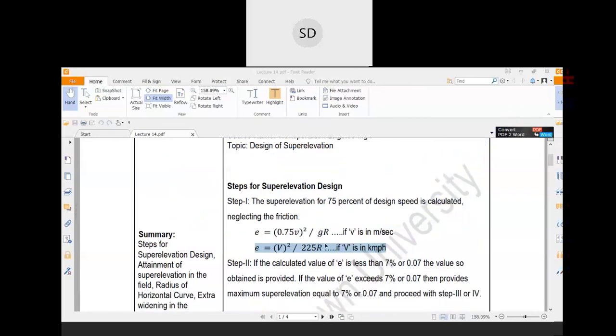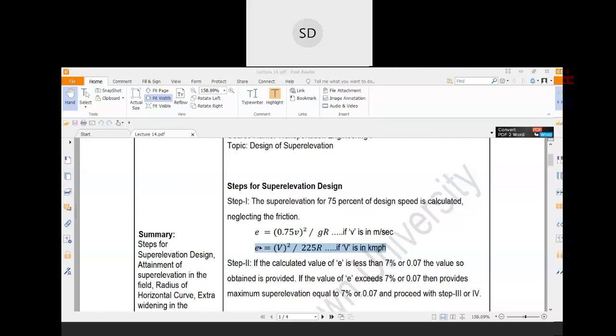Okay, now step 2 is, in this way you will find out what your super elevation is. Now if it is a plain and rolling terrain, whatever value of the super elevation you are getting must be below 0.07. Why 0.07? Because 0.07 is the maximum value for the super elevation. You cannot allow more than 0.07.